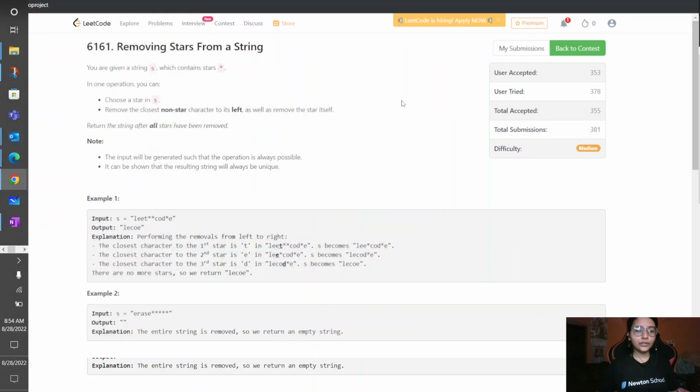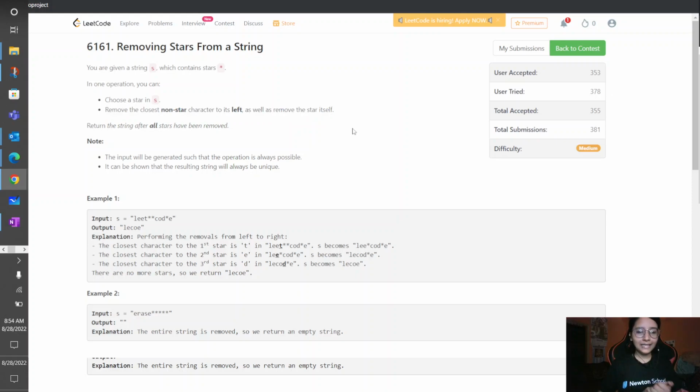So today we are going to do the LeetCode weekly contest problem, Removing Stars From a String. In this question, it is a medium labeled question as you can see, and we are given a string s which contains stars, and in one operation we can choose a star in s and remove the closest non-star character to its left, as well as remove the star itself.